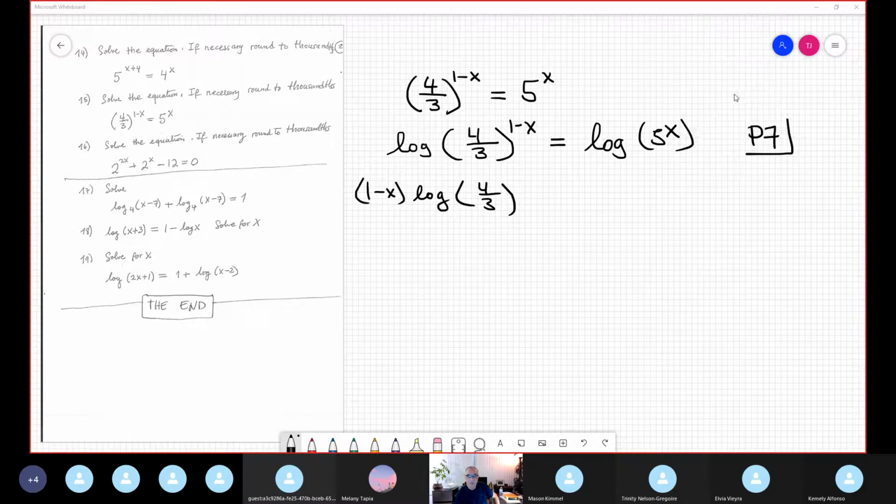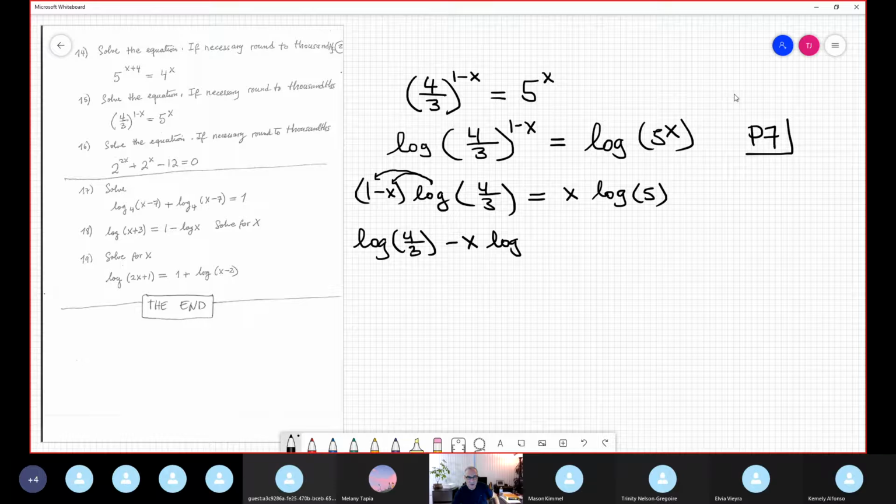Now, exactly the same we are doing on the right hand side. I put x out in the front: logarithm of y. Everyone follow me so far? Do you understand that step? Well, the rest is super easy. It's algebra. You multiply logarithm of 4/3 times 1, logarithm of 4/3 times negative x. This is logarithm 4/3 minus x times logarithm 4/3 is equal to x times logarithm of 5.